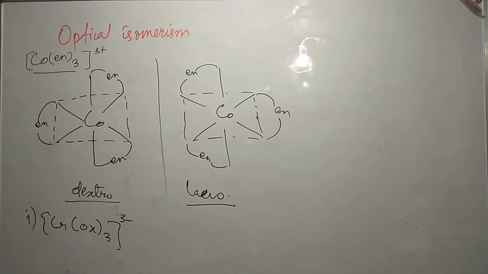So that's all about isomerism. And one more thing, you can try out this one for optical isomerism: draw a similar structure like this and find out the dextro and laevo.